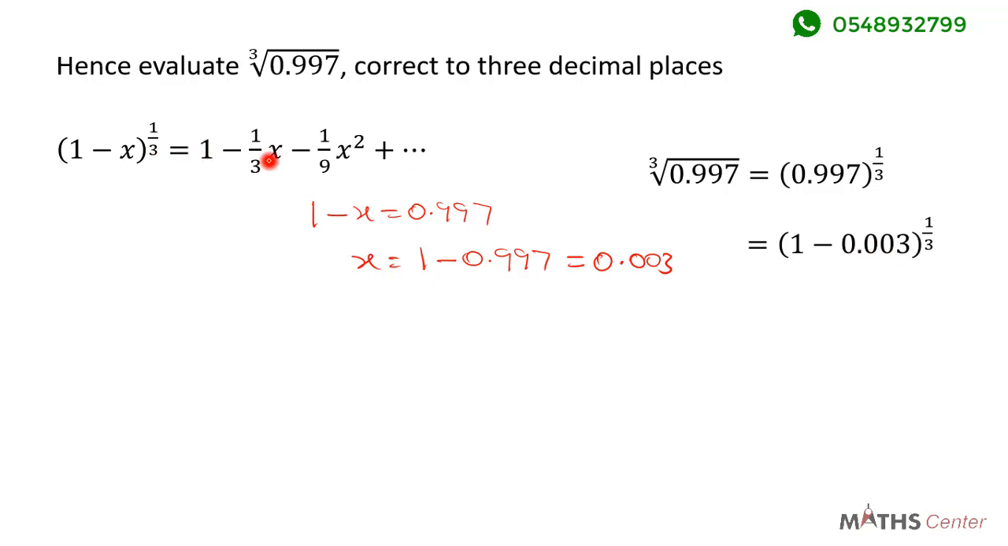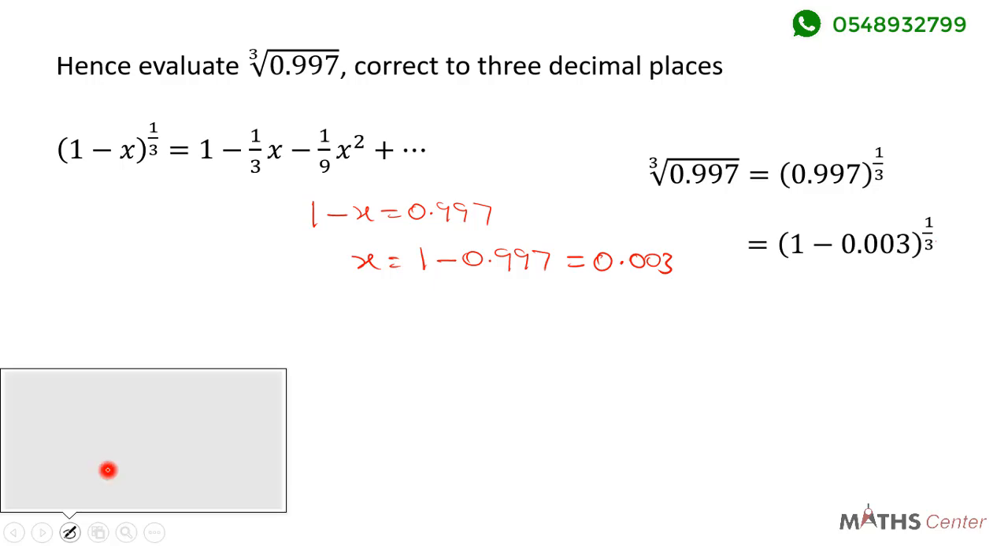And so when we compare, we can see that the exponent here is 1 divided by 3. The exponent here is also 1 divided by 3. We have 1 here, we have 1 here. We have negative x here. Here we have negative 0.003. So we can see that x is 0.003. So if we want to use our expansion to evaluate the cube root of 0.997, we will have to substitute x is equal to 0.003 into our expansion here.